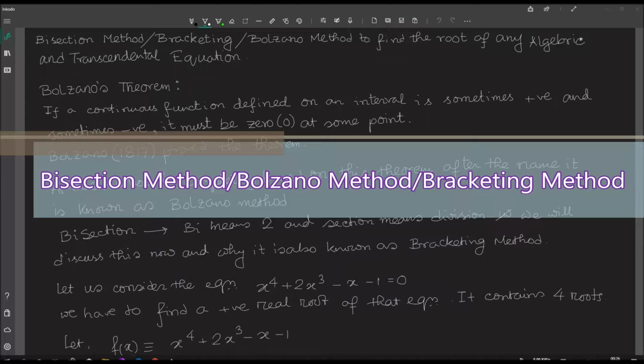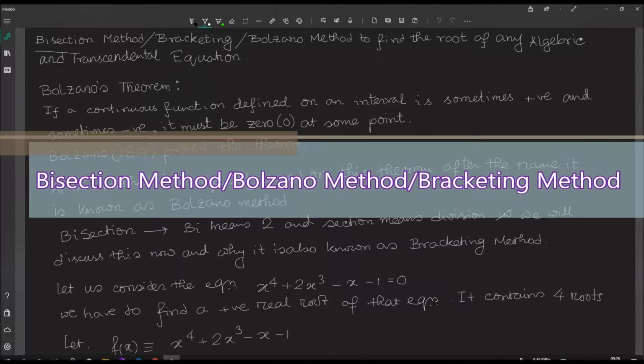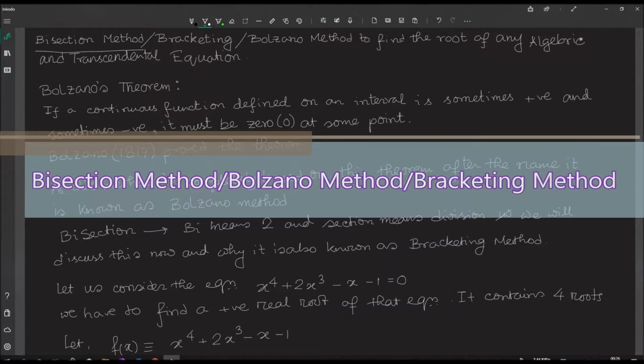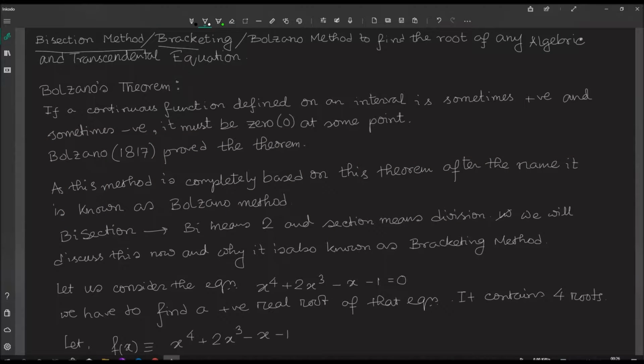Today our topic is the bisection method, also known as the bracketing method or the Bolzano method. Particularly, the bisection method is used to find the root of any algebraic and transcendental equation. The bisection method is based on Bolzano's theorem.